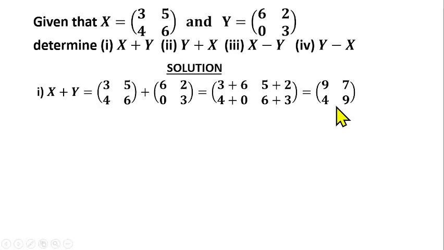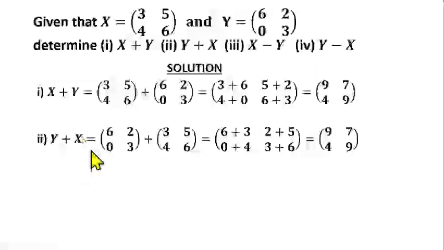Let's see the second one as well, Y plus X. That means matrix Y will come first, plus matrix X, which is this. So you add as well. 6 plus 3, 2 plus 5, 0 plus 4, 3 plus 6. If you simplify further, 6 plus 3 gives us 9, 2 plus 5 gives us 7, 0 plus 4 gives us 4, and 3 plus 6 gives us 9.